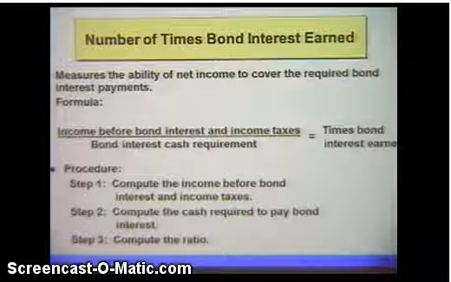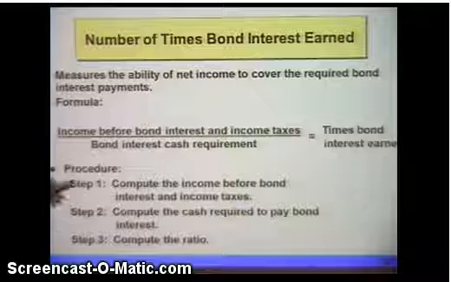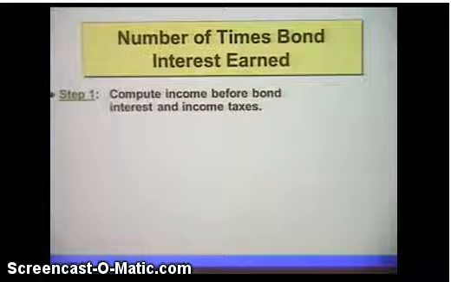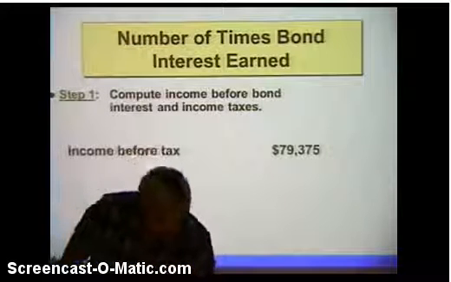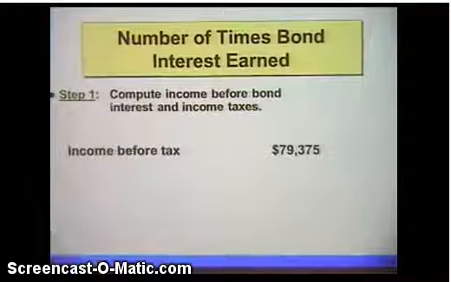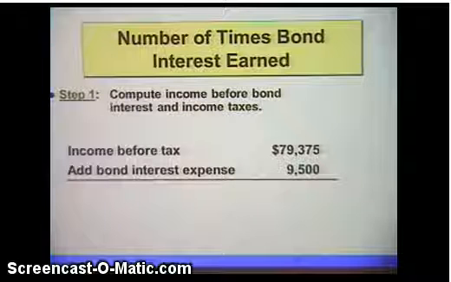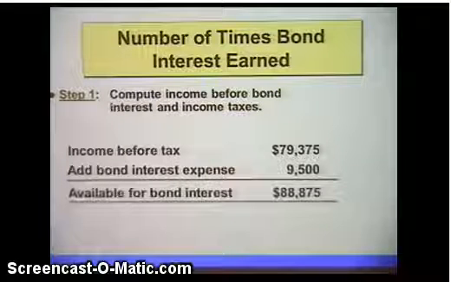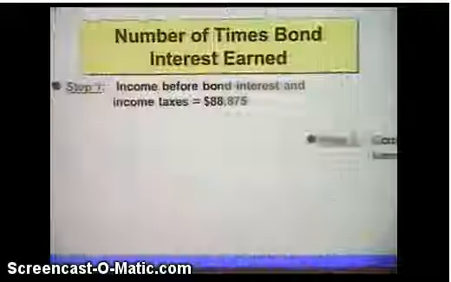First, we have to compute the income before the bond interest and the income taxes. Okay, here we go. Compute the income before the bond interest and the income taxes, which should show up on your statement. You may have to do some subtracting. Start with the income before your income tax. Add the bond interest expense to that, because remember, it was taken out at the bottom, underneath the income. Available for the bond interest, $88,875.